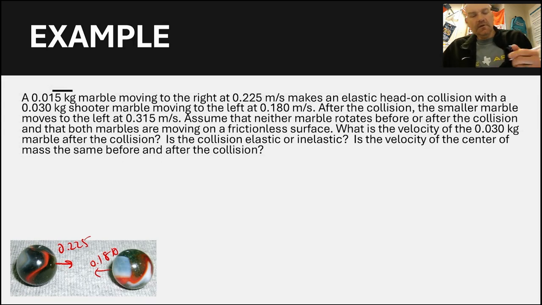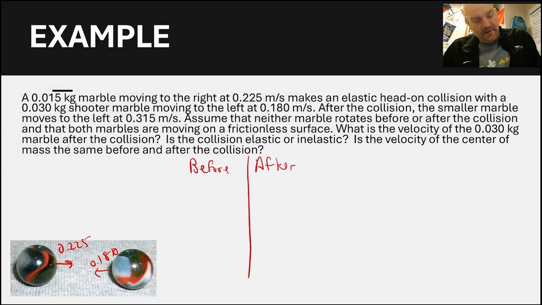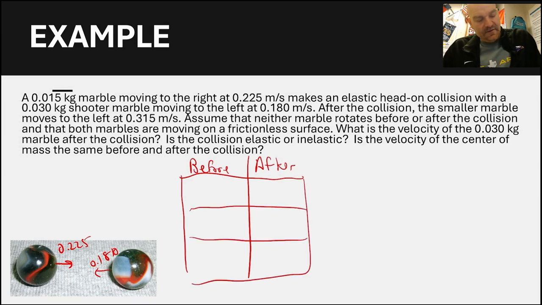Okay, so if this was an elastic collision and we knew it was elastic before going into this, we could just use the sum of the velocities. But let's go ahead and calculate this out. Sometimes I like to do a table method. So we have before, after, and we have two objects. This is the smaller one, this is the larger one, and then this is the total.